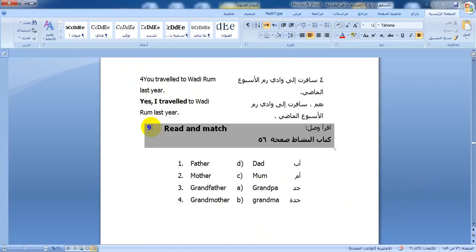Read and match. 1. Father, dad. 2. Mother, mom. 3. Grandfather, grandpa. 4. Grandmother, grandma.